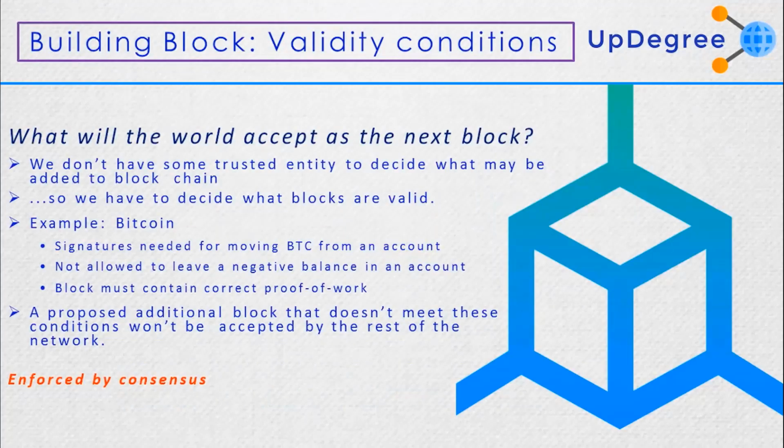So what are the validity conditions? What will the world accept as the next block? As this is decentralized, we don't have any trusted entity to decide what may be added to the blockchain. So we have to decide. The people in the ledger or people in the chain decide. For example, in Bitcoin, signatures are needed for moving Bitcoin from one account to another. BTC stands for Bitcoin, and you can't leave a negative balance in an account. And a block must contain proof of work. We have seen what proof of work and proof of stake are. If an additional block doesn't qualify the conditions, then it cannot form a valid block. So the valid block is actually enforced by consensus. Very, very important. Validity conditions are key because they decide the blockchain progression.